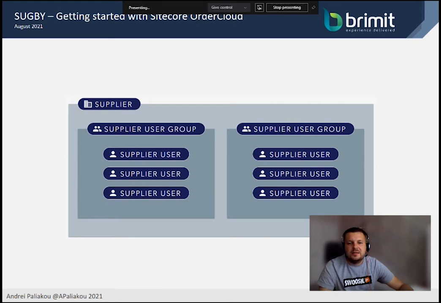Similar to buyers, sellers can contain more than one supplier. They exist on the same hierarchical plane as buyers. However, their purpose is generally order fulfillment. Unlike sellers and buyers, suppliers are not required to create a functional OrderCloud solution.